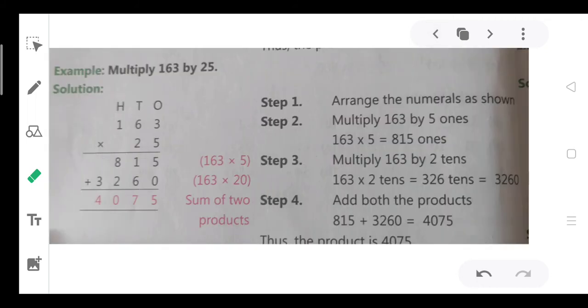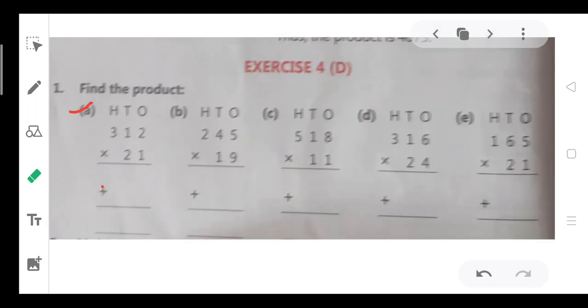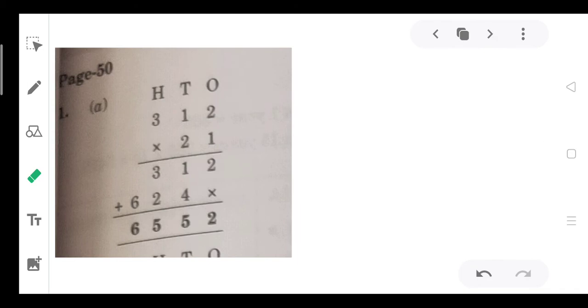Now question number 2. I am going to open it for you. In exercise 4D, I have explained all the parts A, B, C and D, only part E is left. This you will do yourself. And here the solutions of all of question 1 and question 2 are also given. This is the solution of exercise 4D question 1 part A. It is solved here for you, but you will not copy it down directly. Firstly try to do it yourself. If you find any difficulty, then only take help from the answer.